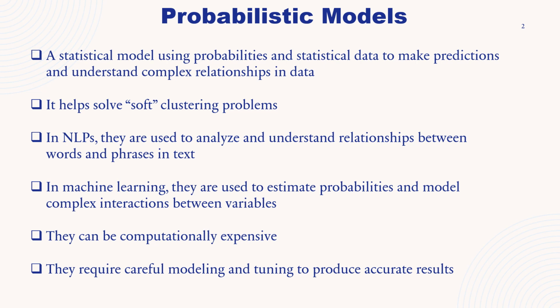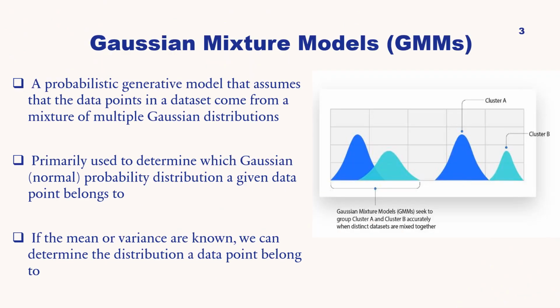Some of the applications are in NLP, natural language processing. In these kinds of settings, they are used to analyze and understand relationships between words and phrases in text. In machine learning, they are used to estimate probabilities and model complex interactions between variables. They can be computationally expensive and they require careful modeling and tuning to produce accurate results.